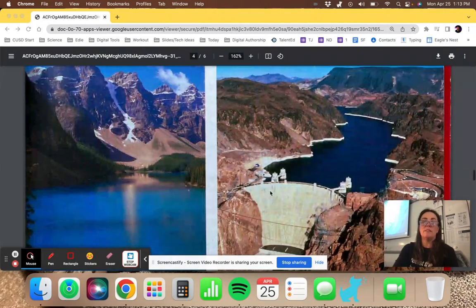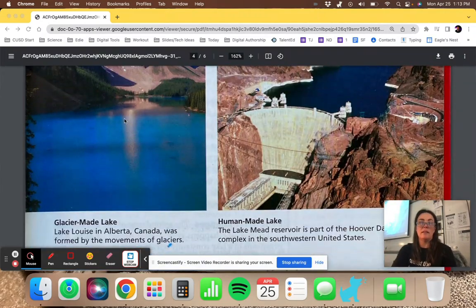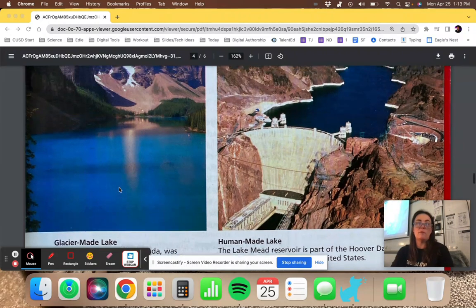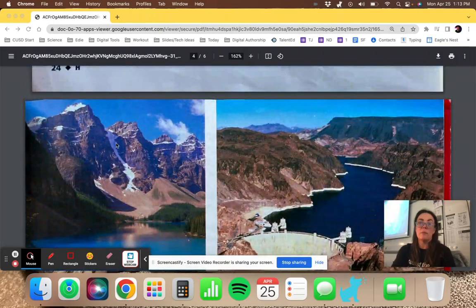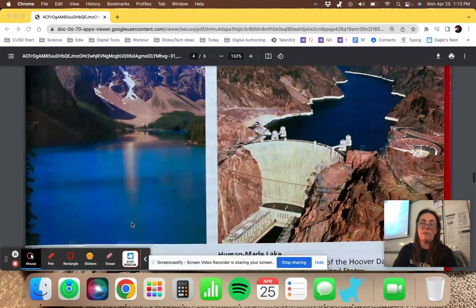So here we've got a couple of different types of lakes, and I talked about Lake Mead. On the left here, we have a glacier-made lake. This is Lake Louise in Alberta, Canada, and it's formed by the movement of glaciers, so it is a natural lake. Beautiful. You can see the headwaters might be up here. If this lake was feeding a river system, you could see that melting snow would run off into there.